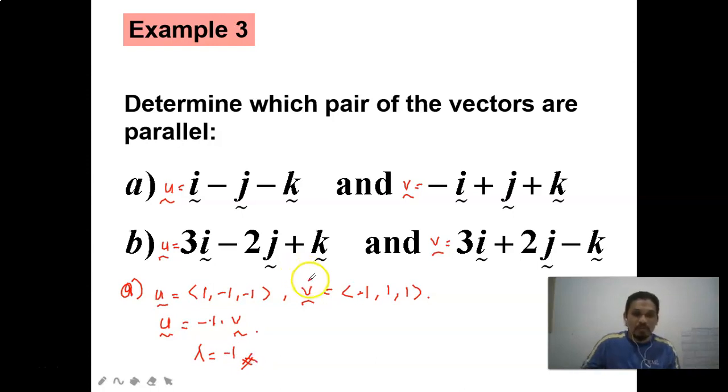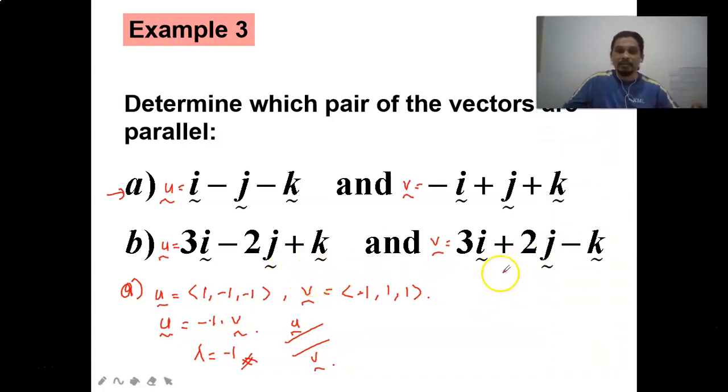So, we come up with a conclusion that these two vectors for the question of A here are parallel. The vectors of U and V are parallel here. And what about question B?